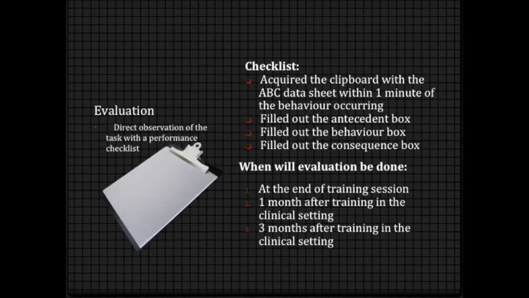How is the evaluation being done? It's done through direct observation of the task with a performance checklist. The checklist is acquired with a clipboard with an ABC data sheet within 1 minute of the behavior occurring, and within the ABC chart form, here's a sample of the chart form used. Under the checklist, we're supposed to fill out the antecedent box, behavior box, and consequences box.